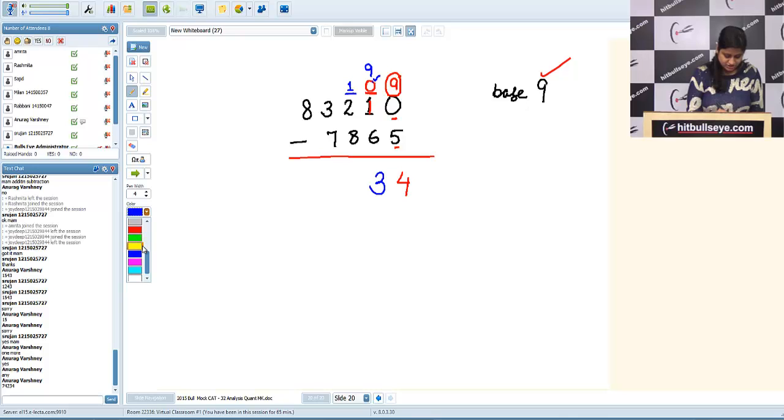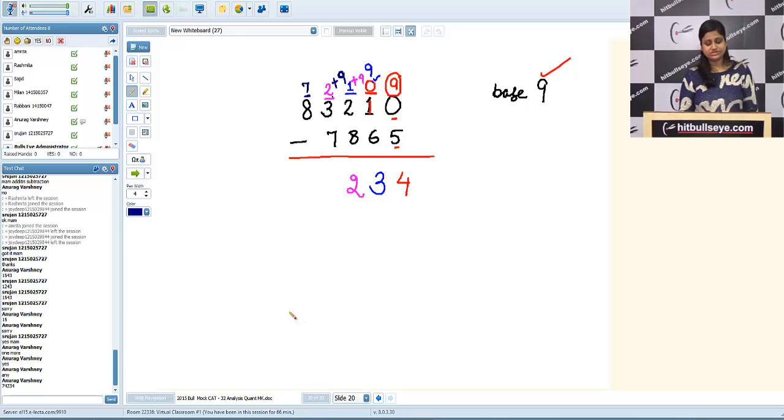From 1, you cannot subtract 8. So we will take a carry. This carry will become a 9 here. So 9 plus 1 comes out to be 10. 10 minus 8 is 2 here. So you are getting 2. Now, from 2, you cannot subtract 7. So I'm taking a carry from the left hand side once again. It will become 9. So it becomes 2 plus 9, which is 11. From 11, you are subtracting 7, which comes out to be 4. And this is 7. That is the complete subtraction.